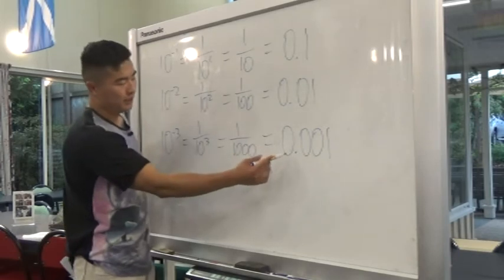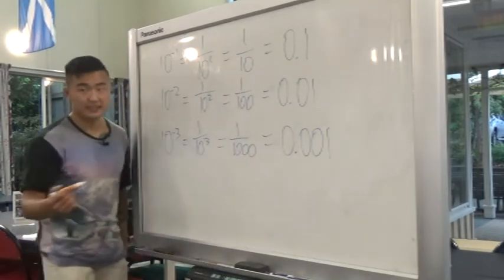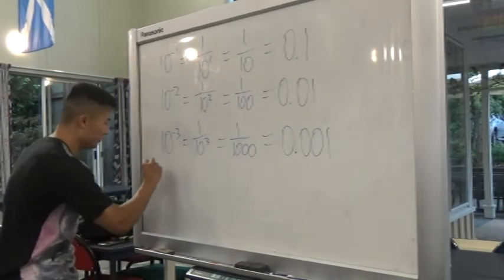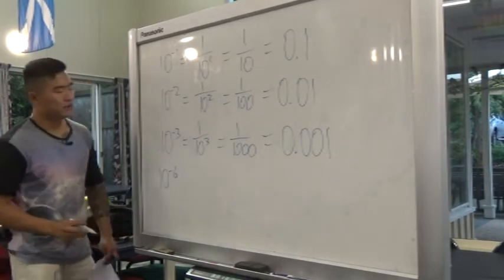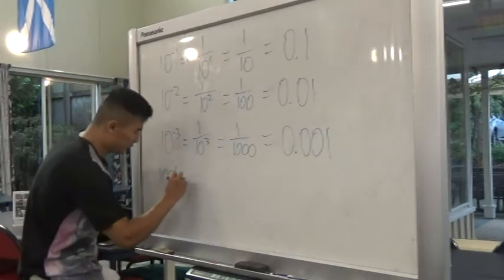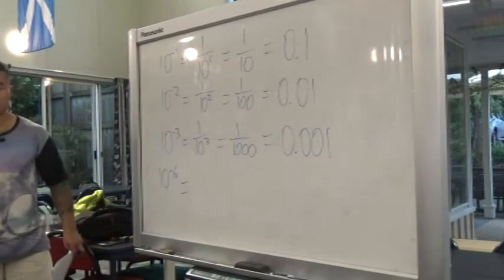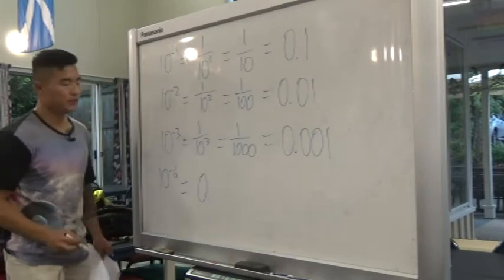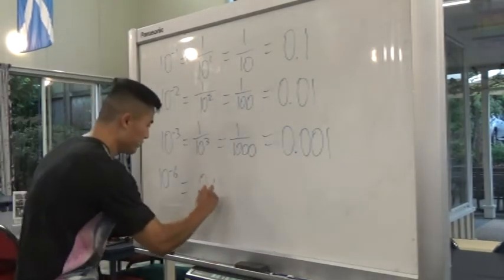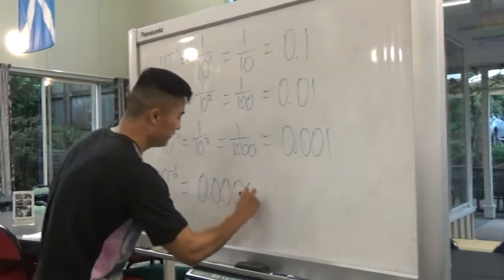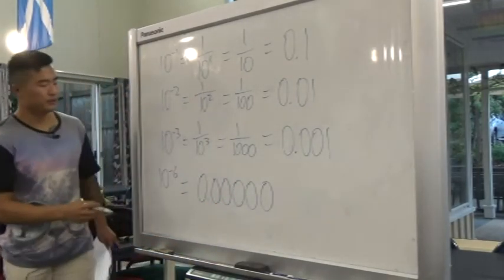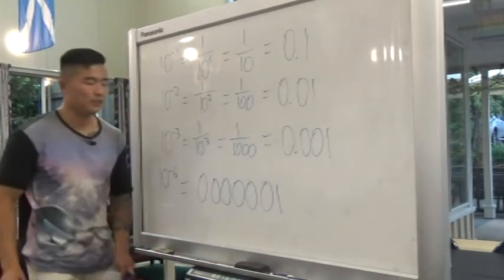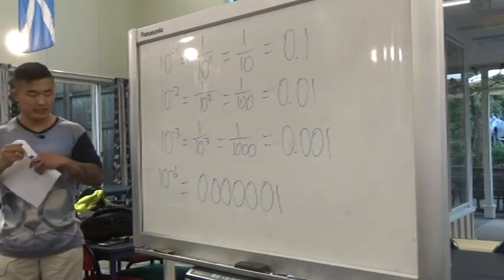You always put the decimal point after the first zero. Okay, so if I said I wanted to do 10 to the negative 6, and I just wanted to write out all the zeros that I had, I'd put down my first zero, put down the decimal point, so that's 1 zero, 2, 3, 4, 5, 6 zeros, and then a 1, okay? So that's how you do that.